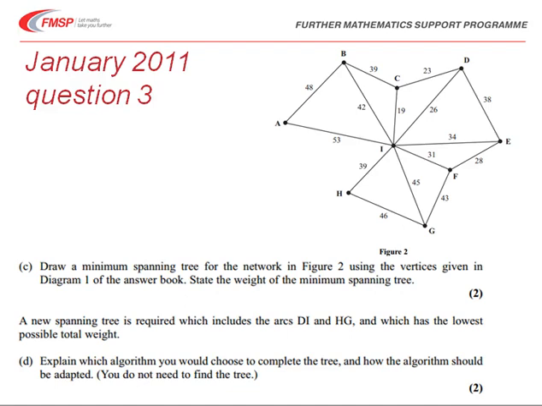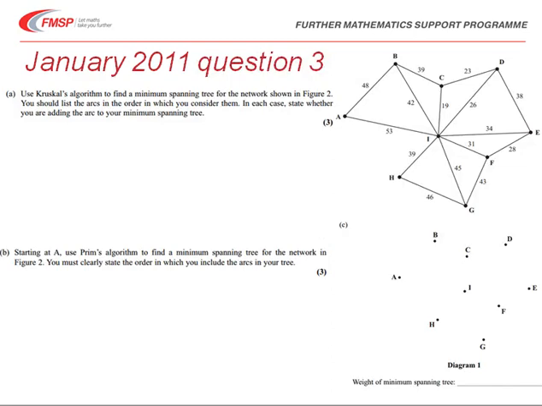It says a new spanning tree is required which includes the arcs DI and HG, which has the lowest possible total weight. And it says explain which algorithm you would choose to complete the tree and how the algorithm should be adapted. Well, let's do this then part at a time.